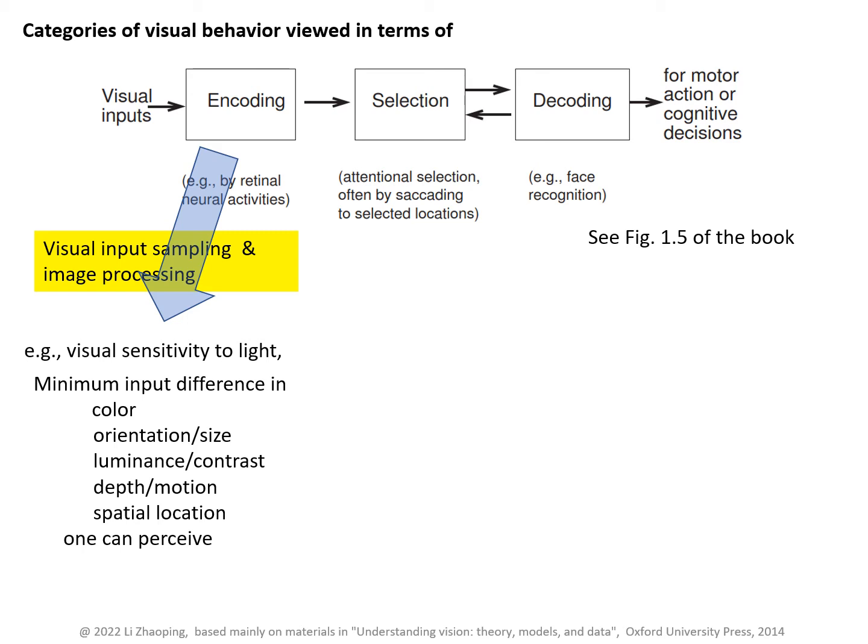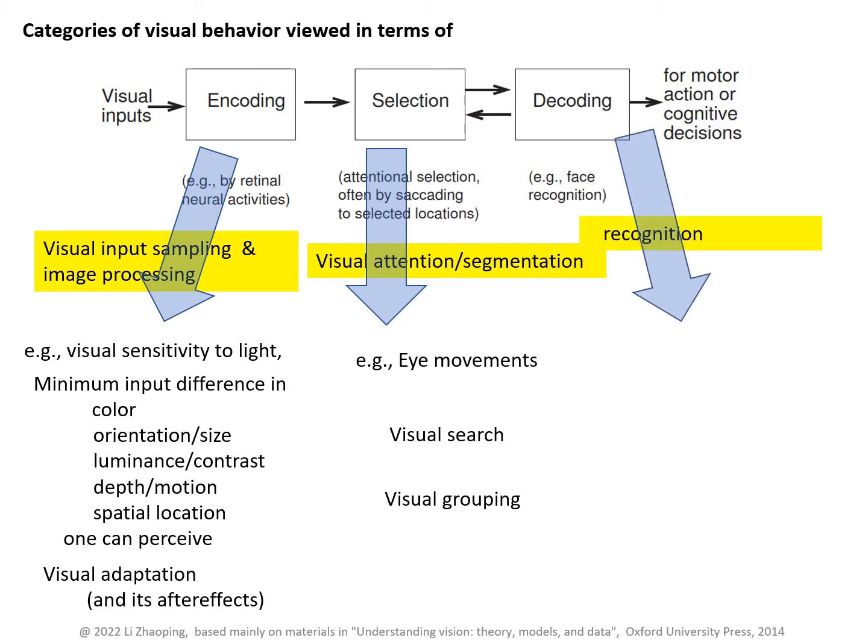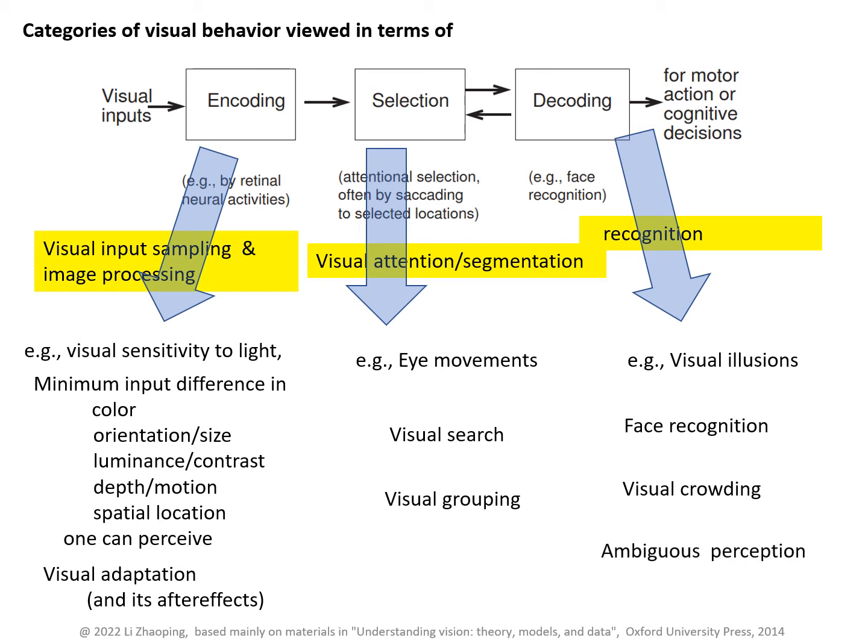visual abilities. And also many studies on visual adaptation. For example, color adaptation and the after effects such as after images. Visual selection can be linked with visual attention and segmentation. Such topics include eye movements, visual search, and visual grouping. Decoding is visual recognition, including topics such as visual illusion, face recognition, visual crowding, ambiguous perception.